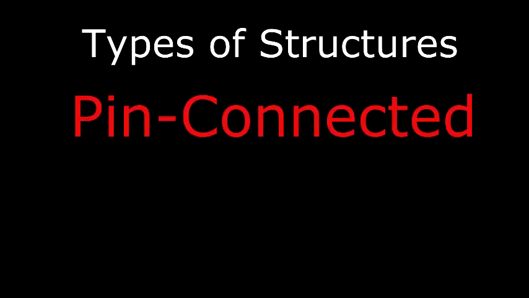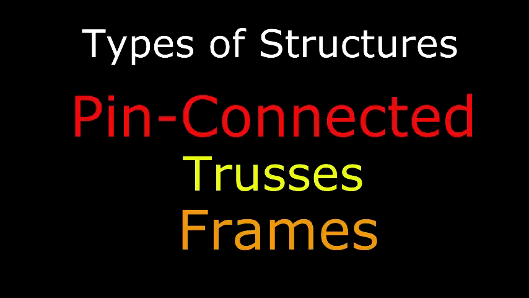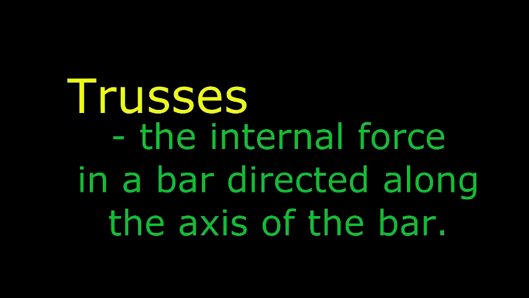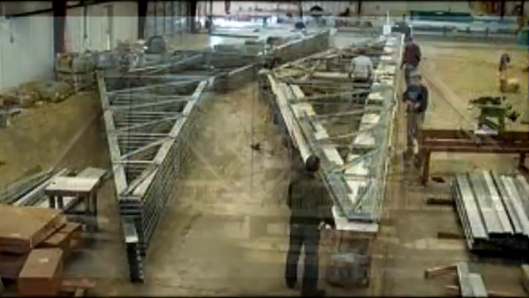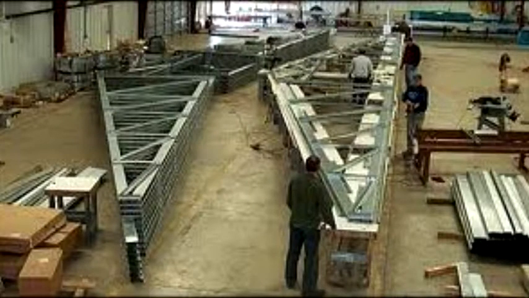Two types of structures are pin-connected trusses and pin-connected frames. Trusses: the internal force in a bar is directed along the axis of the bar. Frames: the members are subjected to bending action.